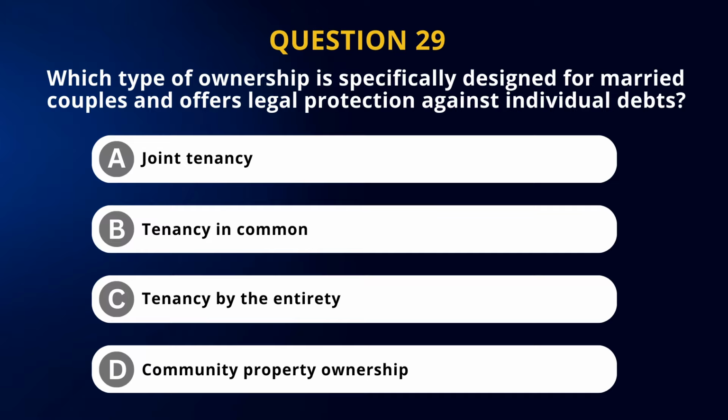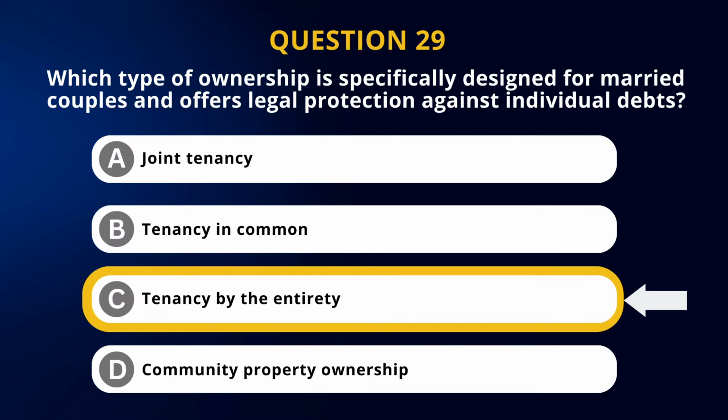The answer? Letter C, tenancy by the entirety. Okay, all of these are real things, so you want to know all of the definitions here, and this is a pretty good definition of what a tenancy by the entirety is. A tenancy by the entirety is for married couples. So you want to know that, and you also want to know that it has the right of survivorship, and it's one of those types of ownership that offers legal protection against individual debts.